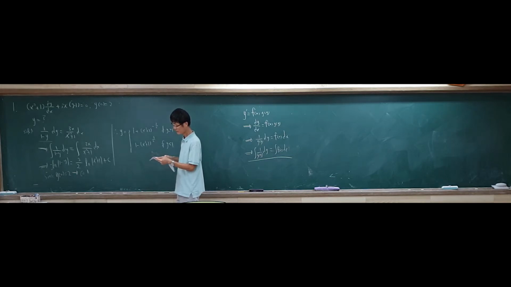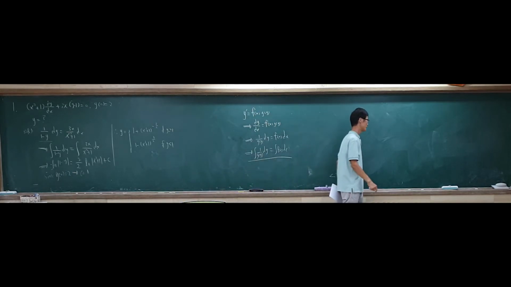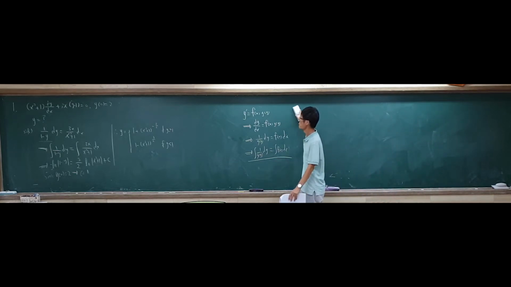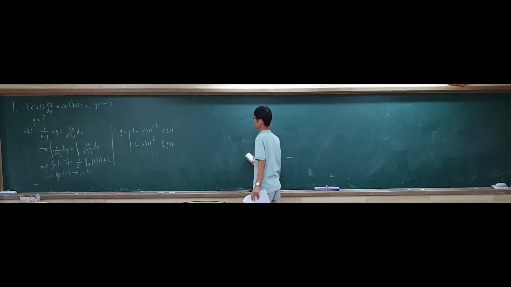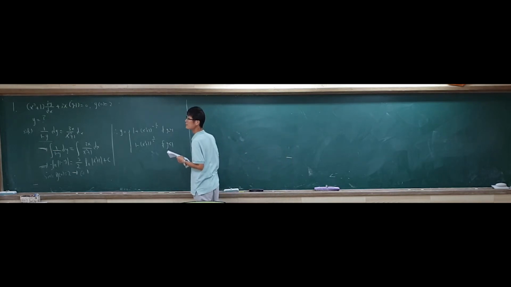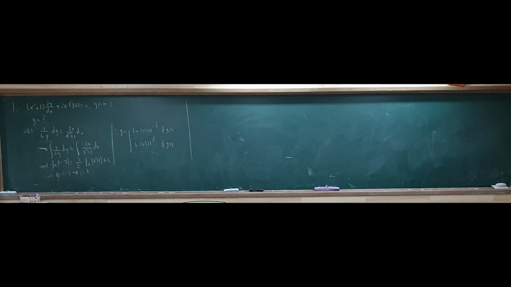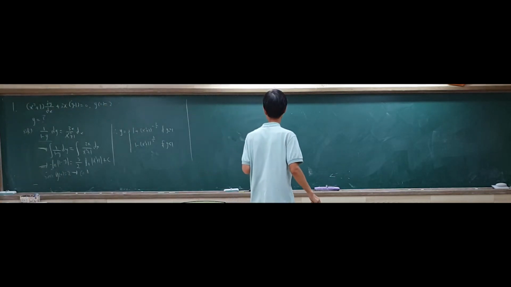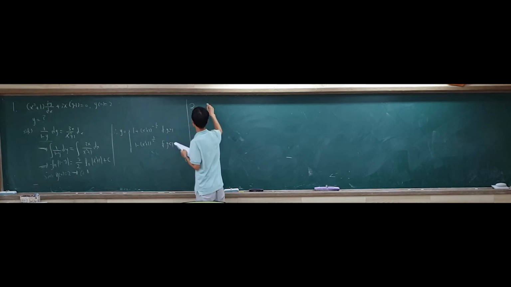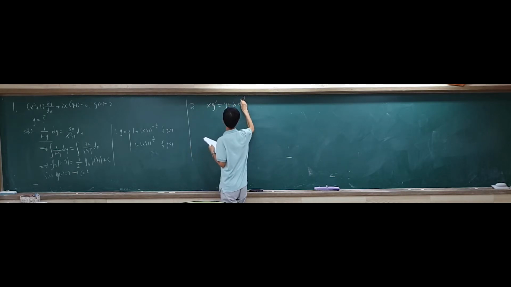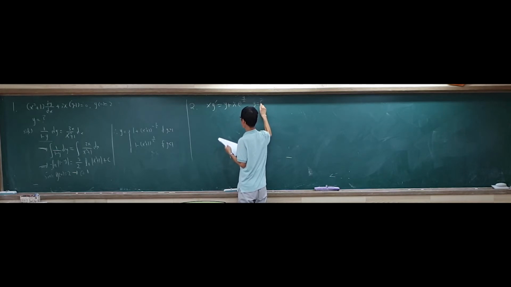And then the next problem is also a separable differential equation, but it's a little bit twisted. We need some more technique to solve the following differential equation. For the second problem, we consider x y prime is given as y plus x times e to the y over x. In this case, we want to find y.